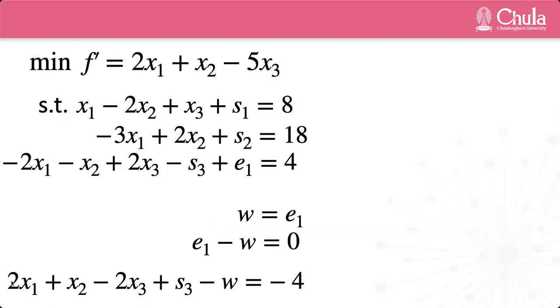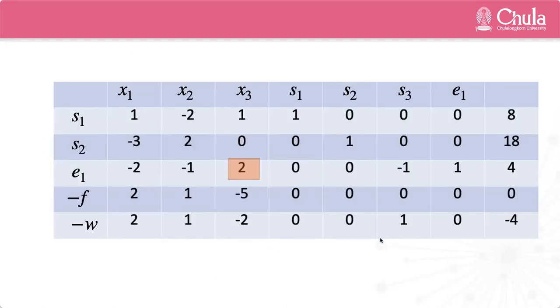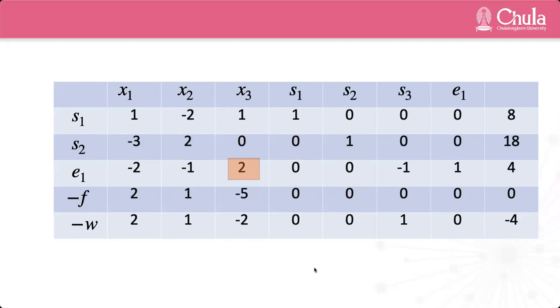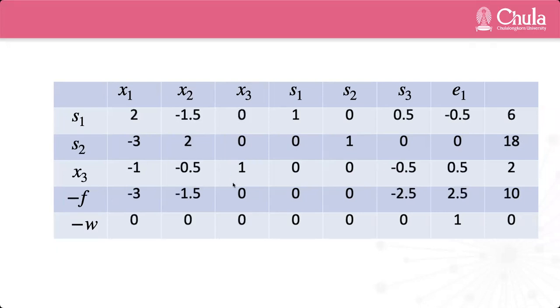2, 1, -2, 0, 0, 1, 0. And the right hand side is -4. So we perform phase one first. Look at the column of x3. We introduce x3 to the basic variable and test b over a. This one is the smallest, so we remove e1. So we obtain this tableau.